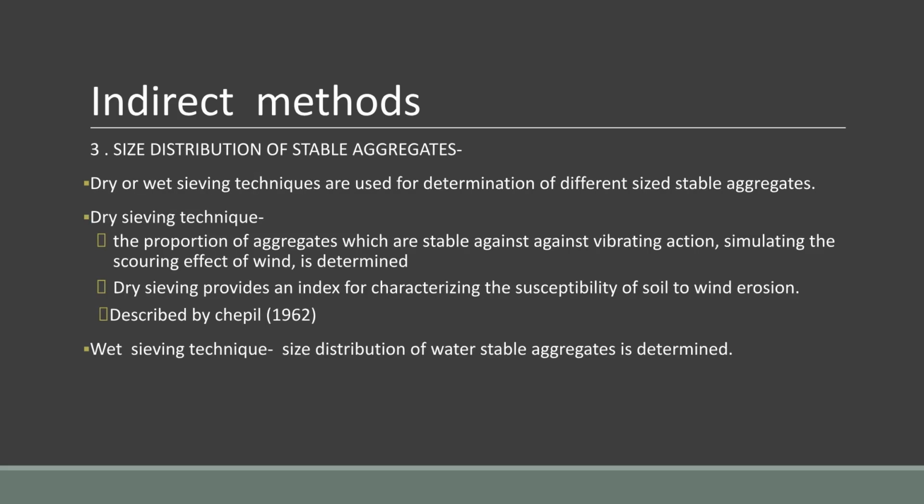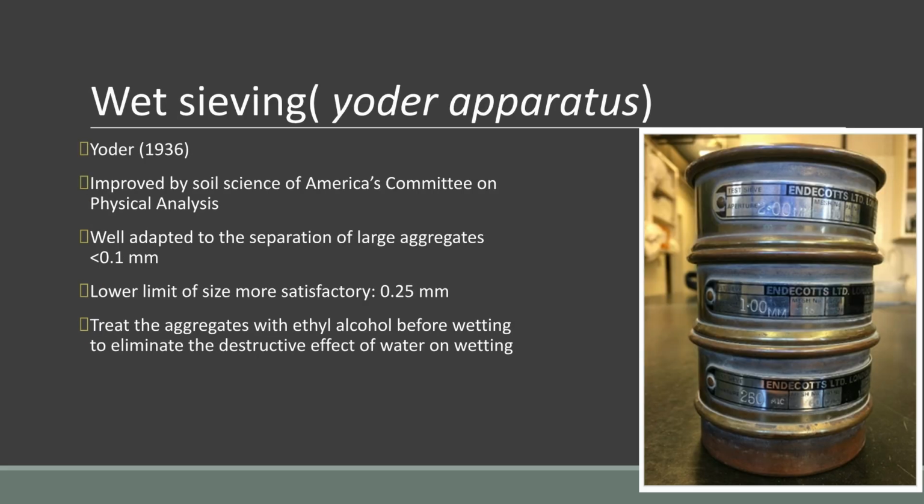The size distribution of stable aggregates is determined using dry or wet sieving. Dry sieving assesses stability against vibrating action, indicating susceptibility to wind erosion. Wet sieving determines the size distribution of water-stable aggregates. The Yoder apparatus is used for wet sieving. It's well suited for separating aggregates smaller than 0.1 millimeters, though a lower limit of 0.25 millimeters is often more satisfactory. Aggregates are sometimes treated with alcohol before wetting to prevent destruction.